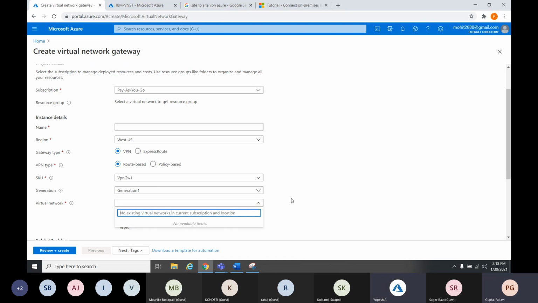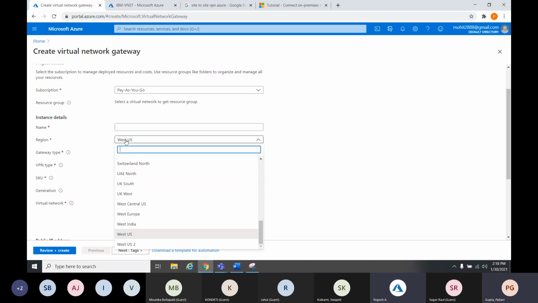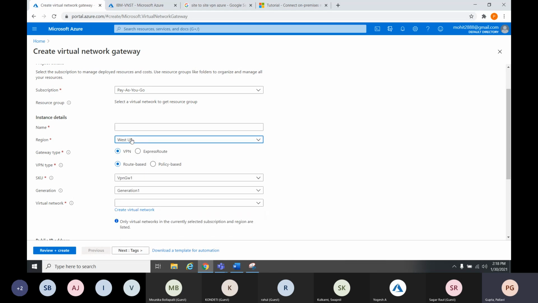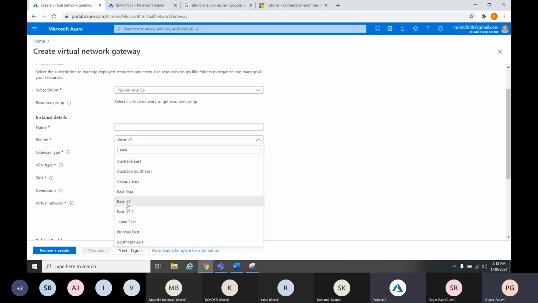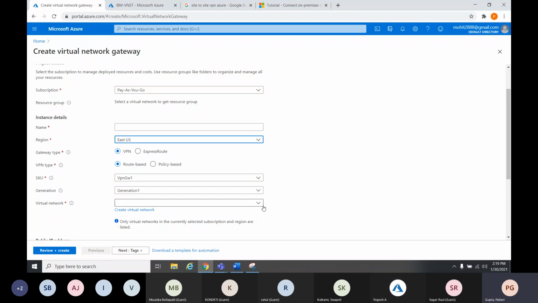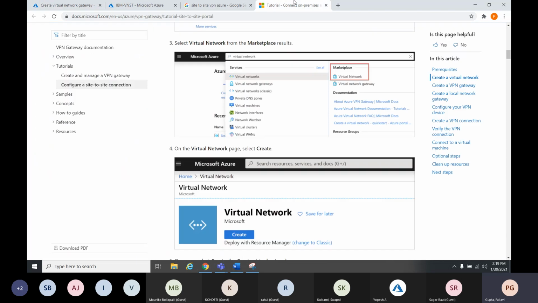Just check the region. You should use the same region, West US. Okay, let me check. I think it was East US. That's the reason it's not showing. East US. Yeah. You should get it now. Yes. Okay, now I got it. IBM. Okay, all right.